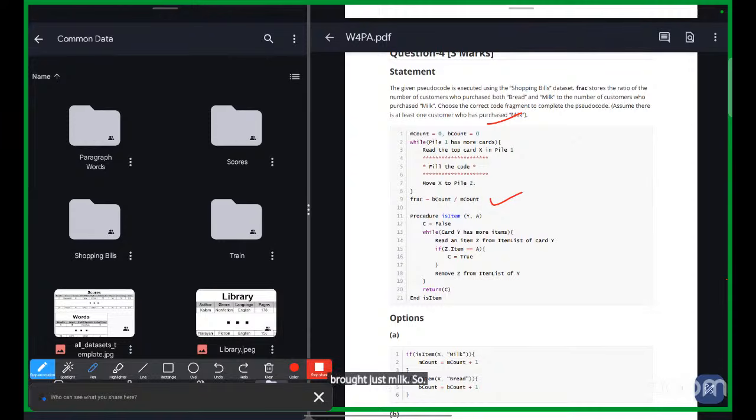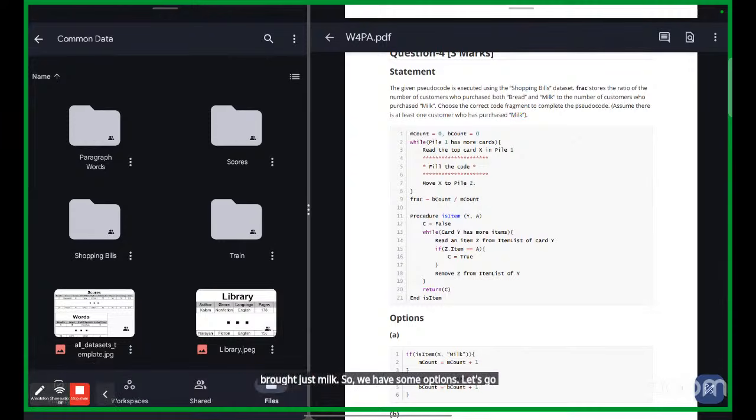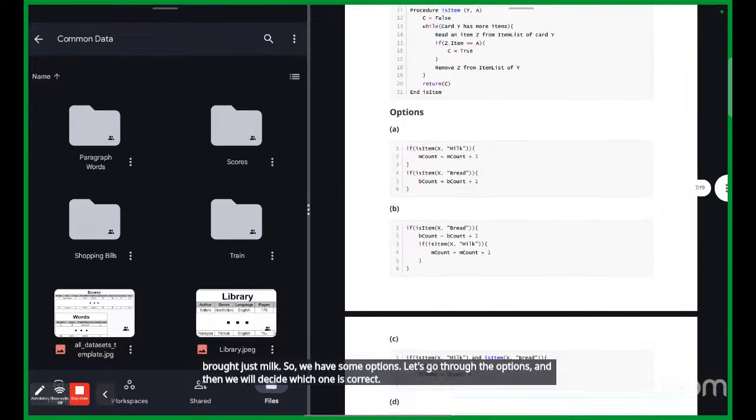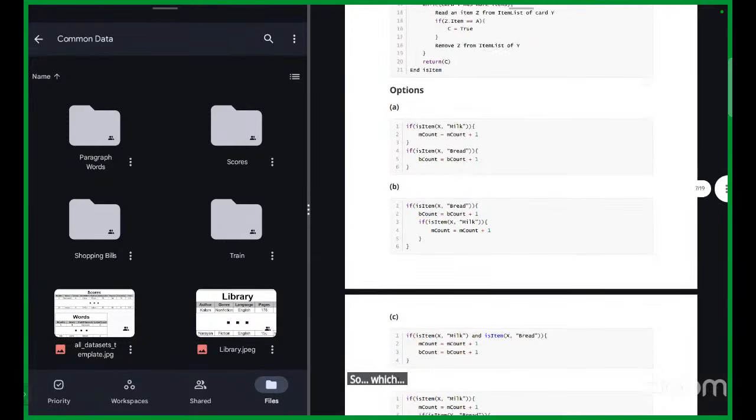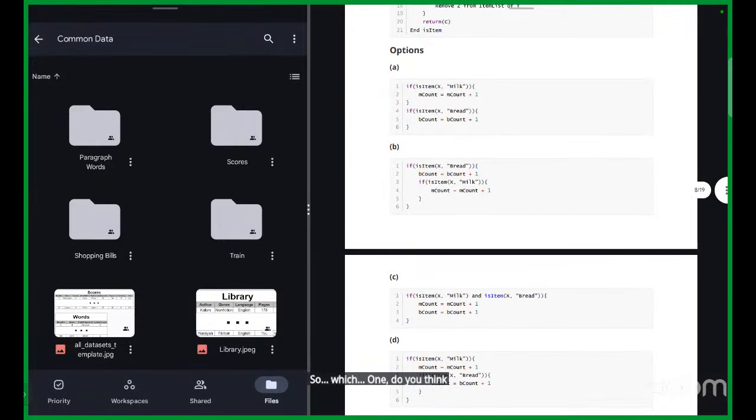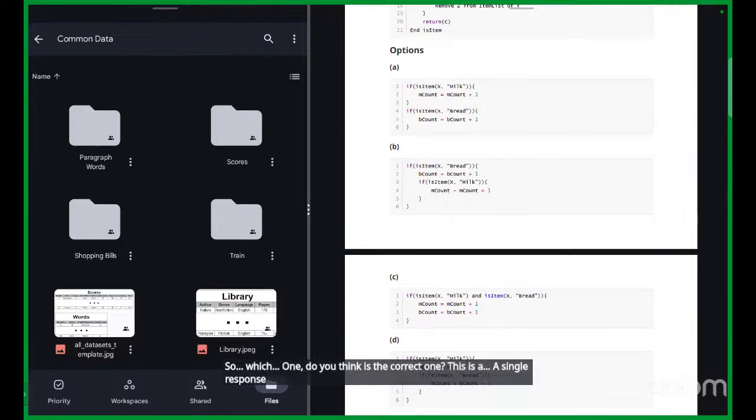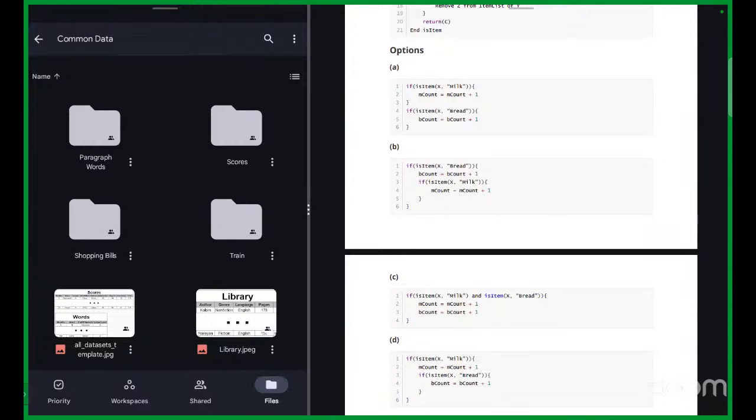So we have some options. Let's go through the options, and then we will decide which one is correct. So which one do you think is the correct one? This is a single response question, MCQ. So which one do you think is the correct option? Or we will increment M count and B count to get the desired result.